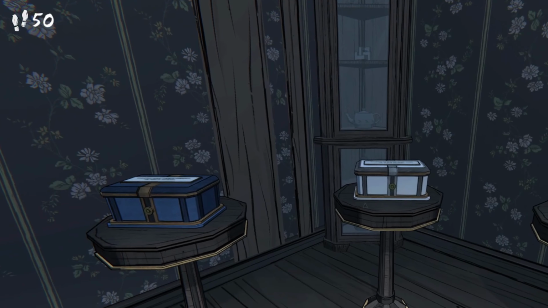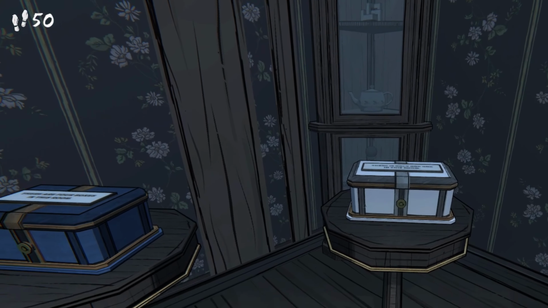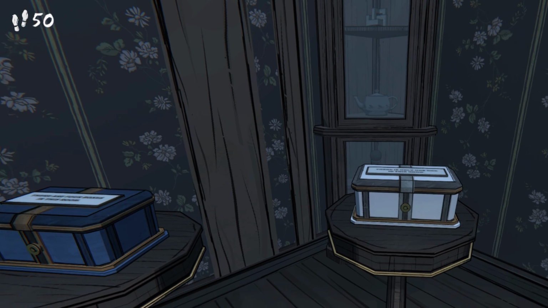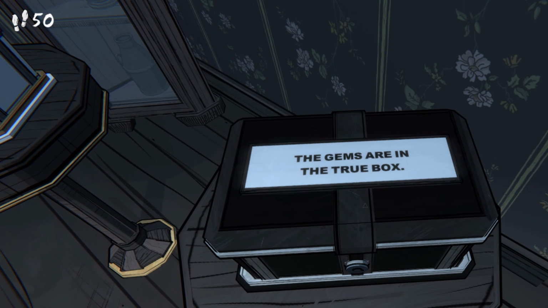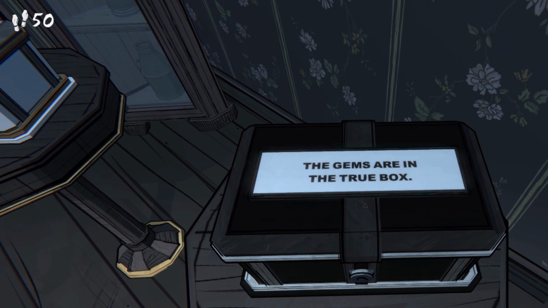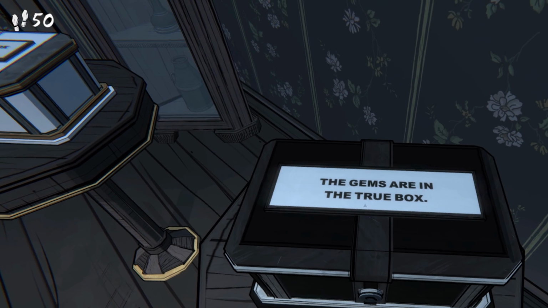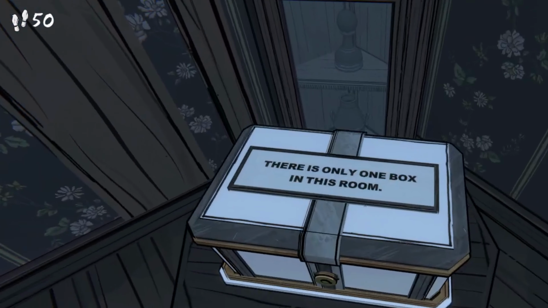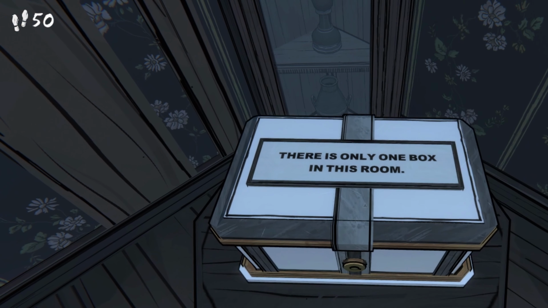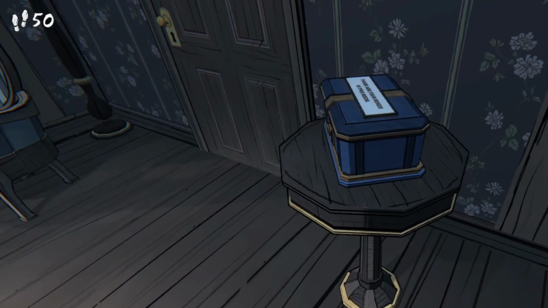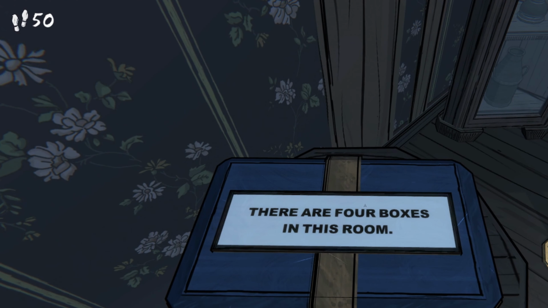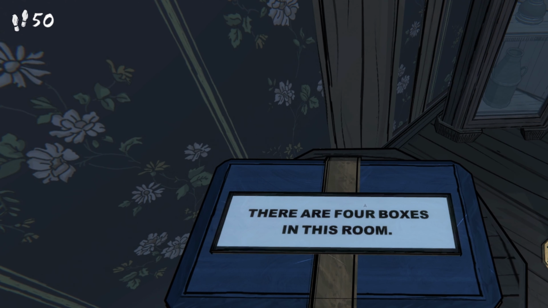Based on the clues given, let's analyze the logical consistency of each statement. 1. Black box: "The gems are in the true box." Since 1 box must contain a true statement, this black box claim is indeed true. However, we don't know yet which box has the prize. 2. White box: "There is only 1 box in this room." This statement is false because there are 3 boxes in total: blue, white, and black. 3. Blue box: "There are 4 boxes in this room." This statement is false as well, since there are only 3 boxes.